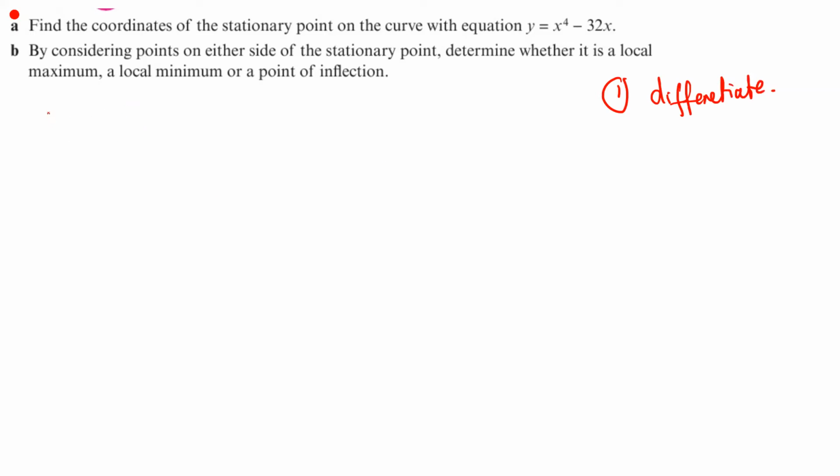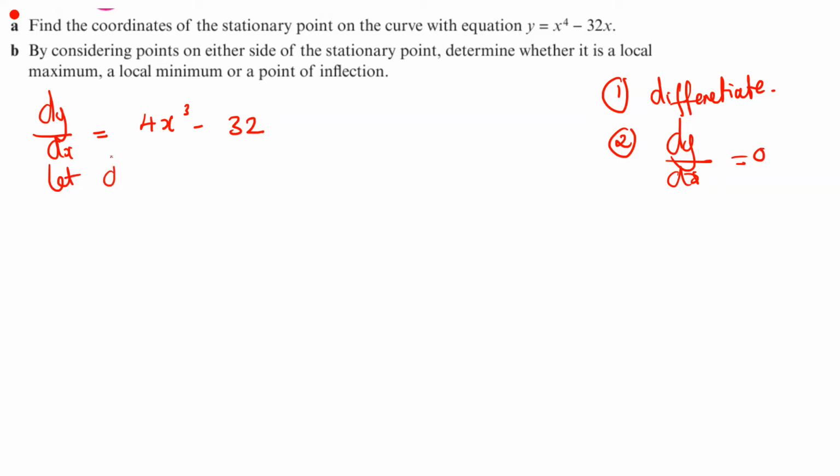So differentiating this, we'll have dy over dx equals 4x cubed minus 32. So when you're looking at stationary points, you always let dy over dx equal 0. And we're looking for the point where the gradient is 0. That's what it means. dy dx means the gradient. So 4x cubed minus 32 is equal to 0. So solving this will give me 4x cubed equals 32.